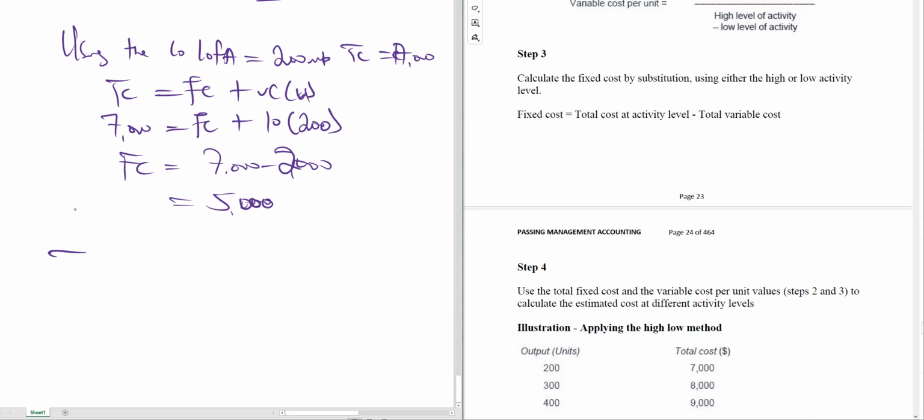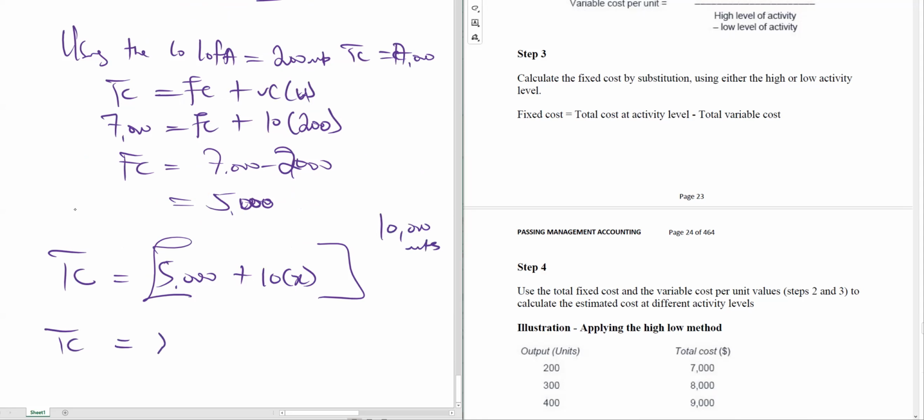That means total cost equals 5,000 plus 10x. True or false? True. So if they ask you to find the cost of 10,000 units, it is easy, right? Our total cost will now become 5,000 plus 10 by 10,000, which is going to give us 105,000 CDs. No be so.